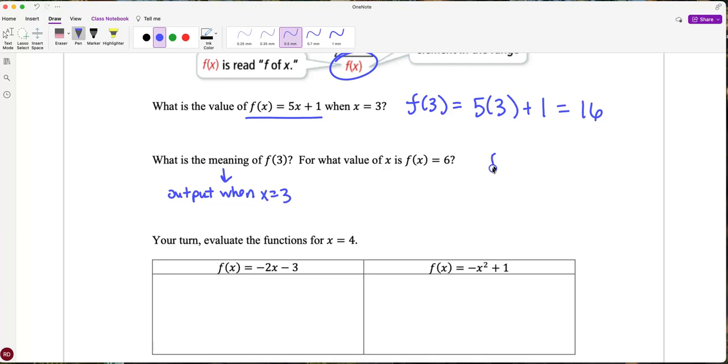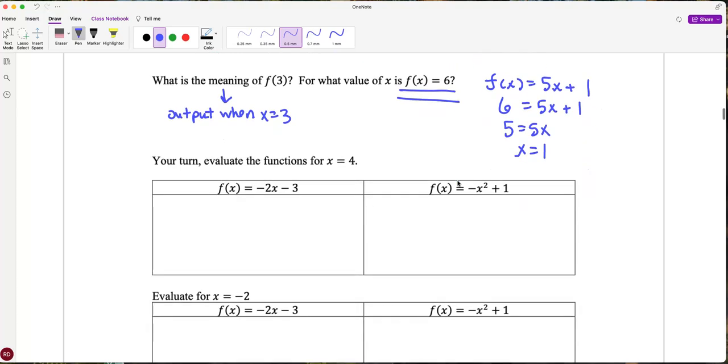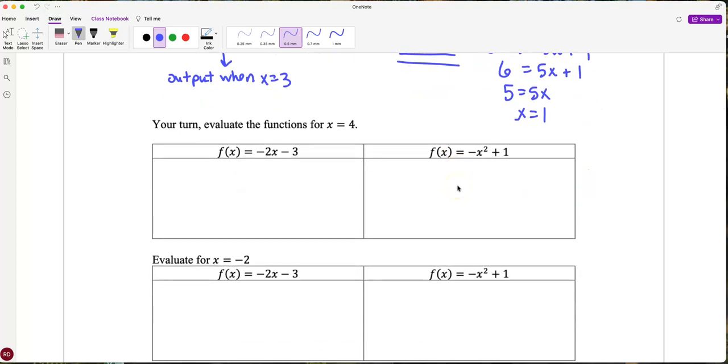Okay, so I know that f of x equals 5x plus 1. Well, when f of x is equal to 6, then 6 equals 5x plus 1. Subtract 1 from both sides. 5 equals 5x, so x equals 1. Okay, so I can use it to solve for, like if I give you an x value, you can give me the f value. If I give you the f value, like 6, you can tell me what x makes that true.